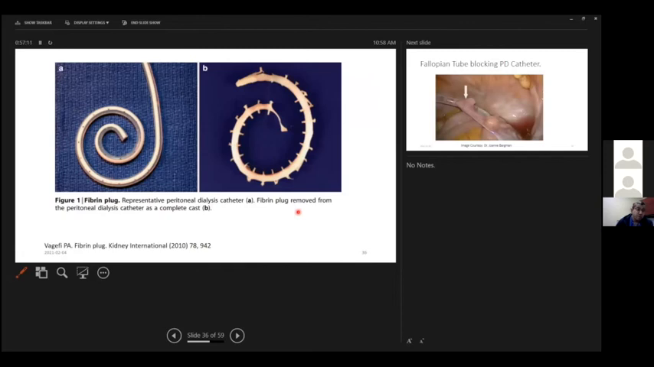What does a fibrin plug look like? You can see that this is the catheter, and from this catheter this fibrin plug was pulled out. It can be really bad stuff. This is a very good example, and I got it from Kidney International. But basically, if you can imagine, there's no way that a catheter can work if you've got a big fibrin plug here.